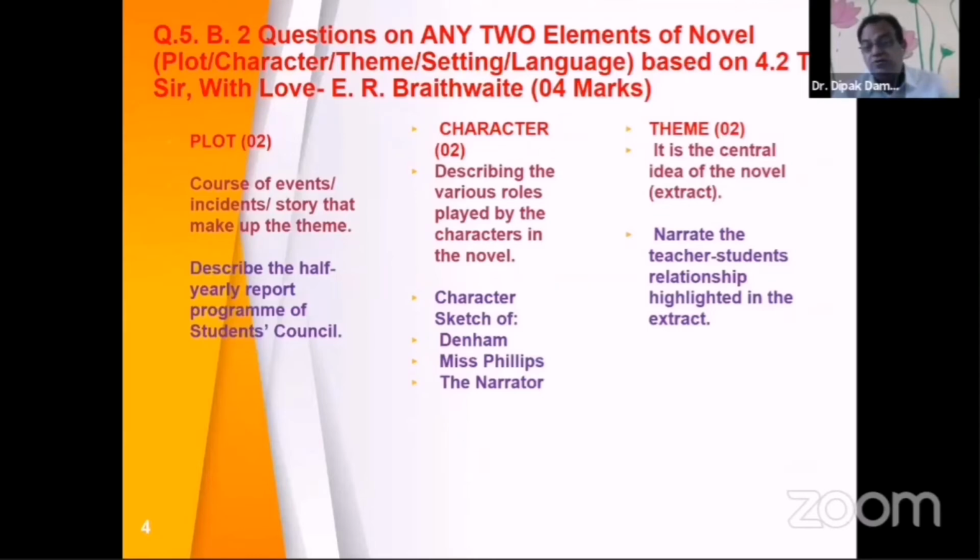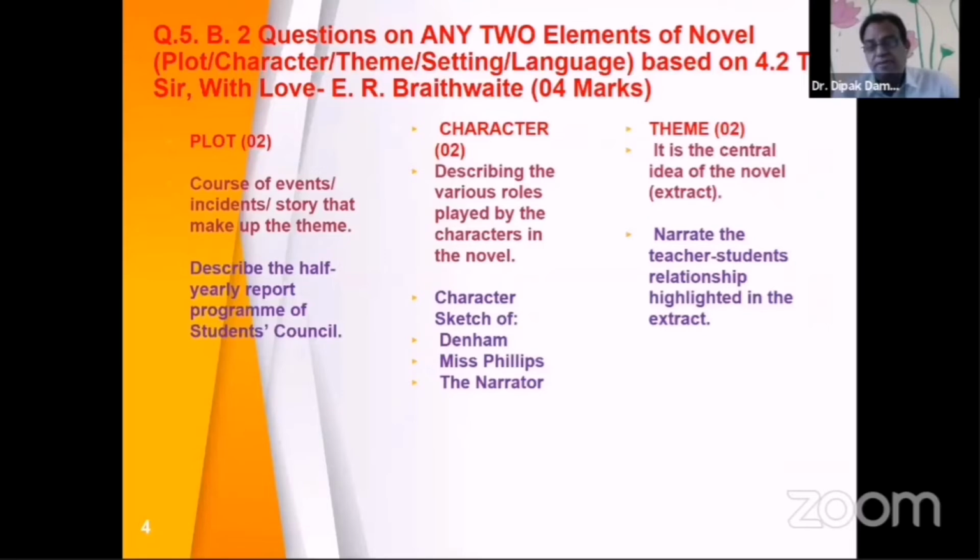So we have to frame the question and the students will answer in 50 words. For example, describe the half-yearly report program of the Students' Council. The extract in To Serve with Love has one particular event, that is the half-yearly report program of the Student Council. The students are just going to describe that particular event.